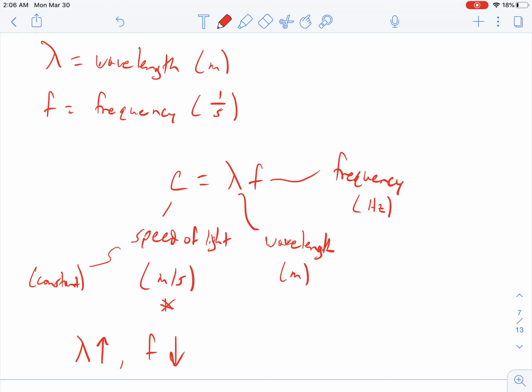We can also look at the flip of that. Let's say our wavelength decreases. The end result is going to have a large frequency. So again, because these two, lambda and our f, we're going to say that they are inversely proportional to each other. Again, if one of them increases, the other has to decrease.